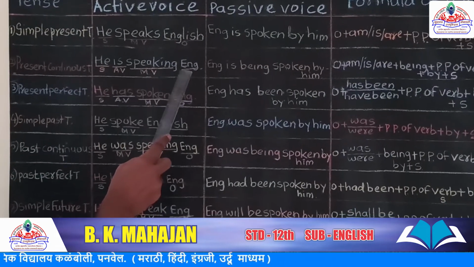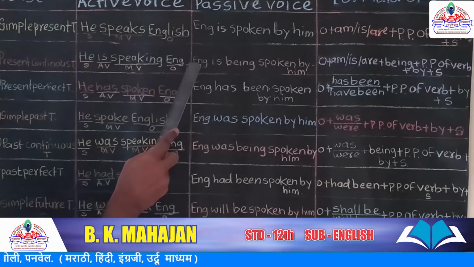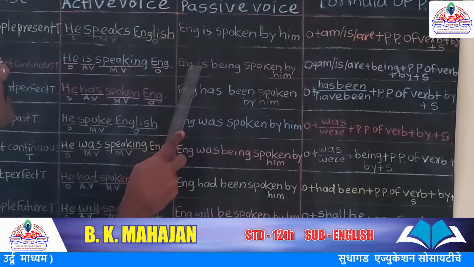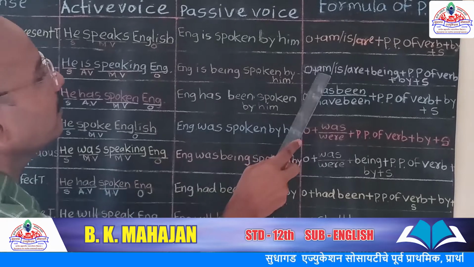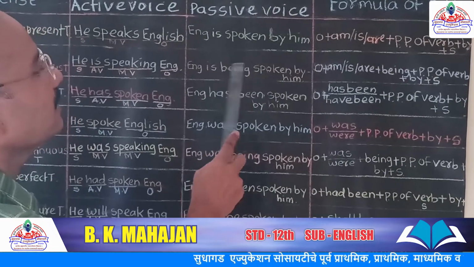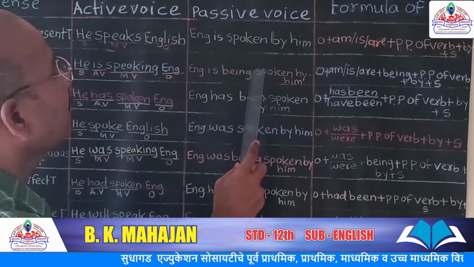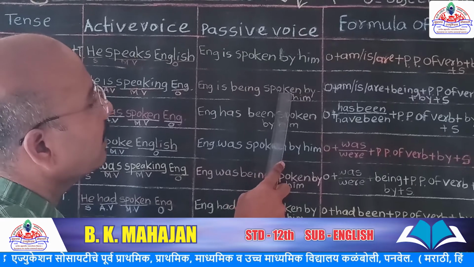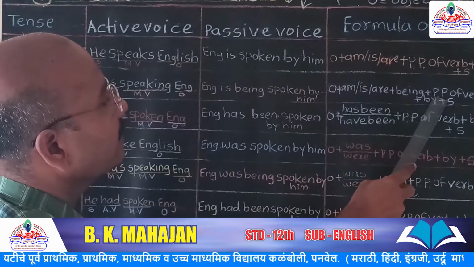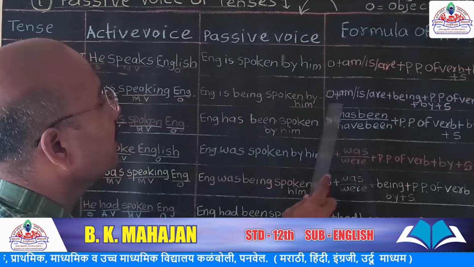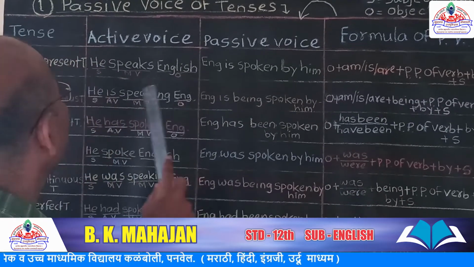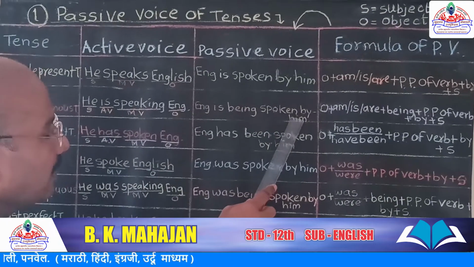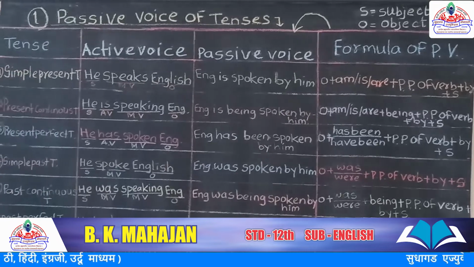In this sentence, the object is English. Therefore, we have taken English at first. English is a singular word. Therefore, we have taken is. Then, being, third form of speak is spoken, which is already taken by us. Then, by, then subject. Subject is he. He is converted in him according to the changes of pronouns.